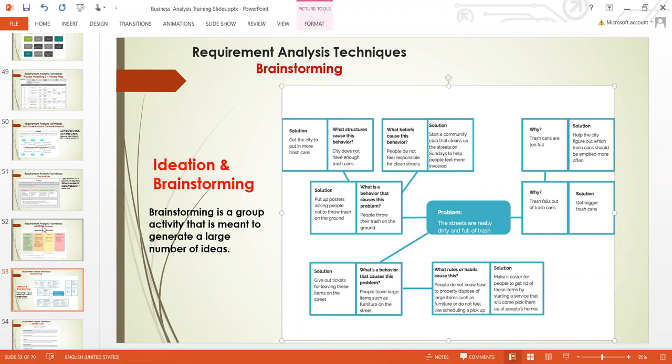Then another question here is, what beliefs cause this behavior? People do not feel responsible for clean streets. What is the solution? Start a community club that cleans up the street on Sunday to help people feel more involved. You see, this is how you use brainstorming to be generating ideas on how to solve this problem.